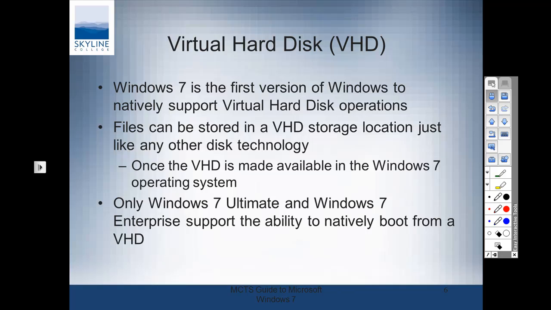Ultimate and Enterprise support natively booting from a virtual hard drive. The advantage there is you can, again, create a standard, a lot of times they call it a gold standard hard drive, and you can then make copies of it, copy from one to the other, and have transportability of these things. That does work. We did it one time just to see if we could, and you can. After that, I honestly didn't see a whole lot of advantage to it, but that's just me.